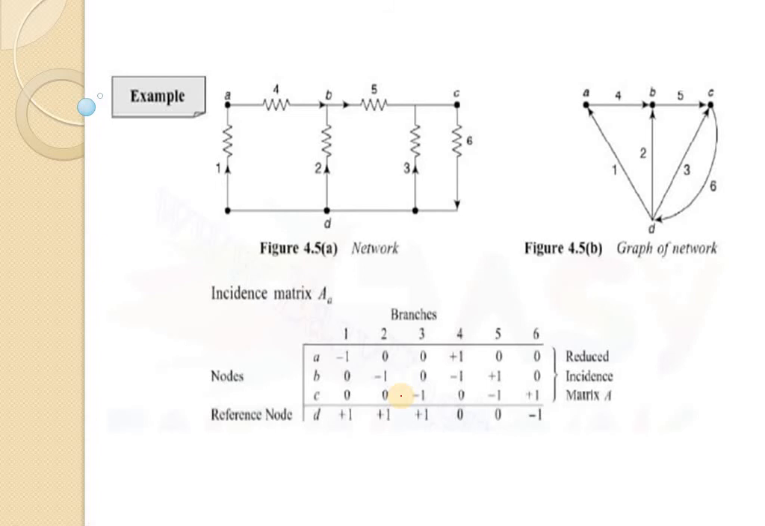Let us take an example. This is a graph. It has 1, 2, 3, 4, 5, 6 resistances. That means it has 6 branches, and there are A, B, C, D, 4 nodes. So this graph is looking like this. All the resistances are put with a solid line, and the nodes are put with a dotted line, and all the paths are closed like this.